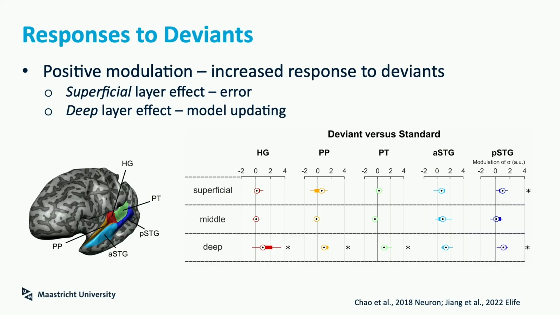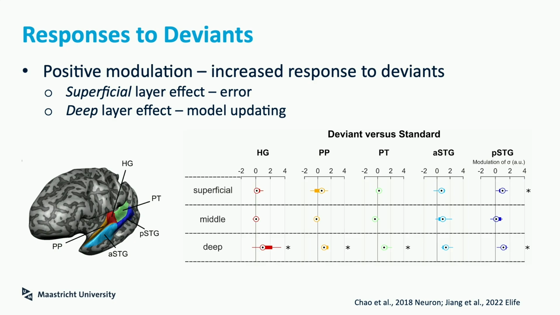In addition, we also find a very widespread deep layer effect that I told you was related to feedback information, and we think that this represents the updating of the internal model of the brain. So after an error is signaled, the brain needs to be informed, and so the model is updated.